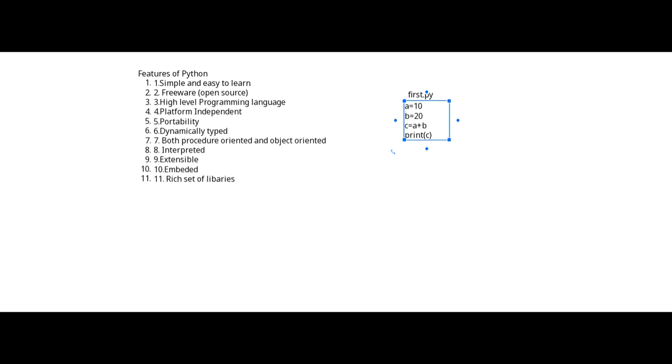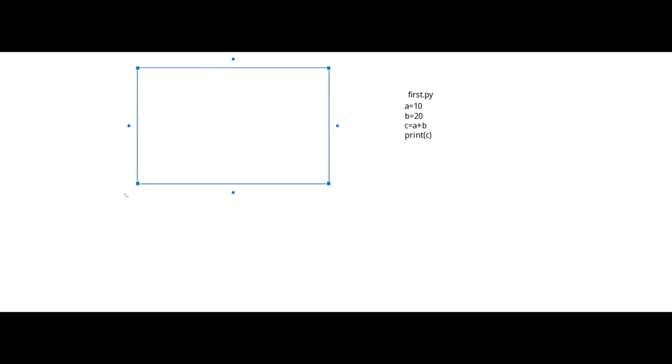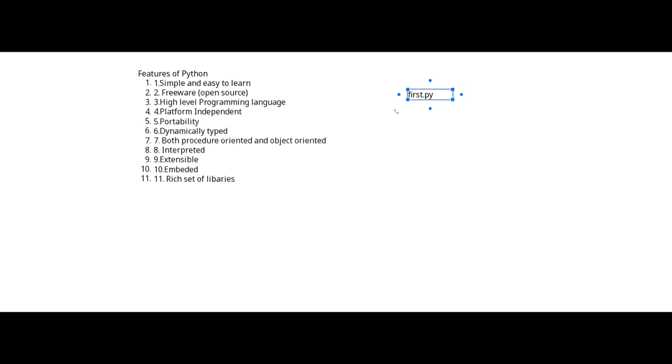No, sir, continue. Okay. Then the next one is extensible. What is meant by extensible? Suppose some Java code is there, the other language code can be embedded in it, can be used in it. This is known as extensible.